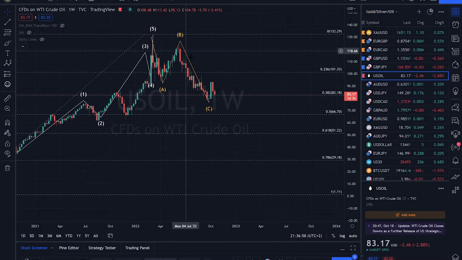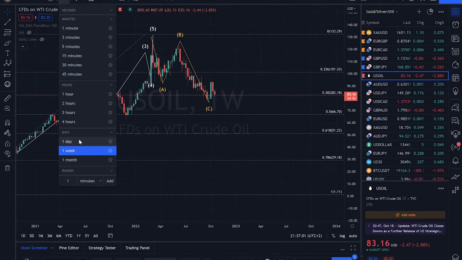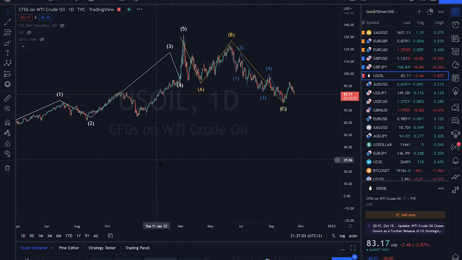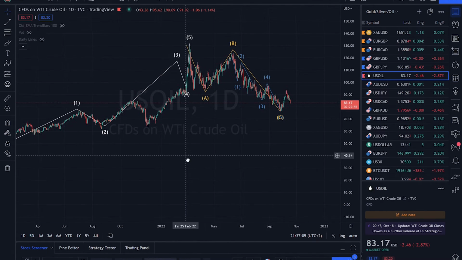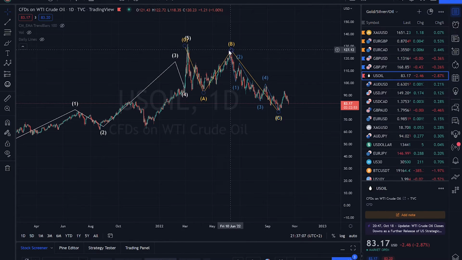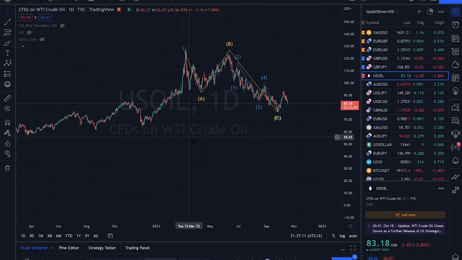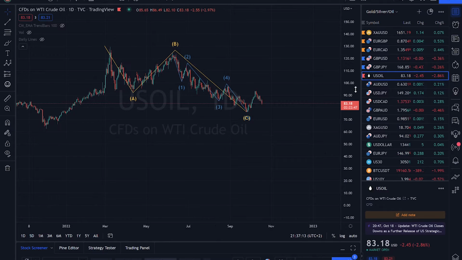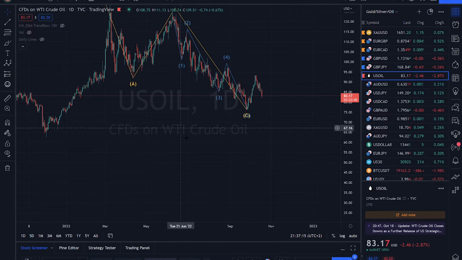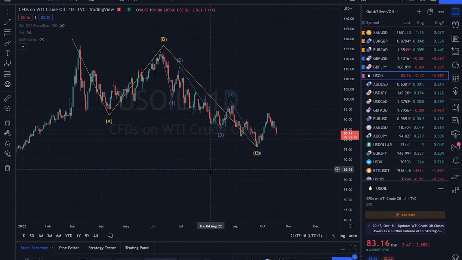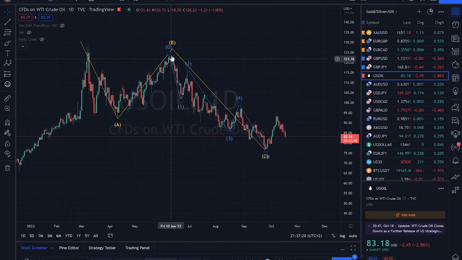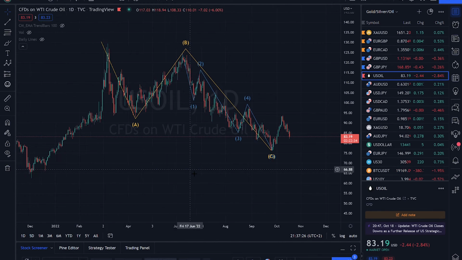Well, let's go down to the daily time frame, and we're going to have a look a little bit more at this ABC correction. So what we know for sure about an ABC correction is that the C wave has to have 5 subwaves, right? And that is what we have. Let's look at this C wave first of all. 1, 2, 3, 4, 5. Okay.